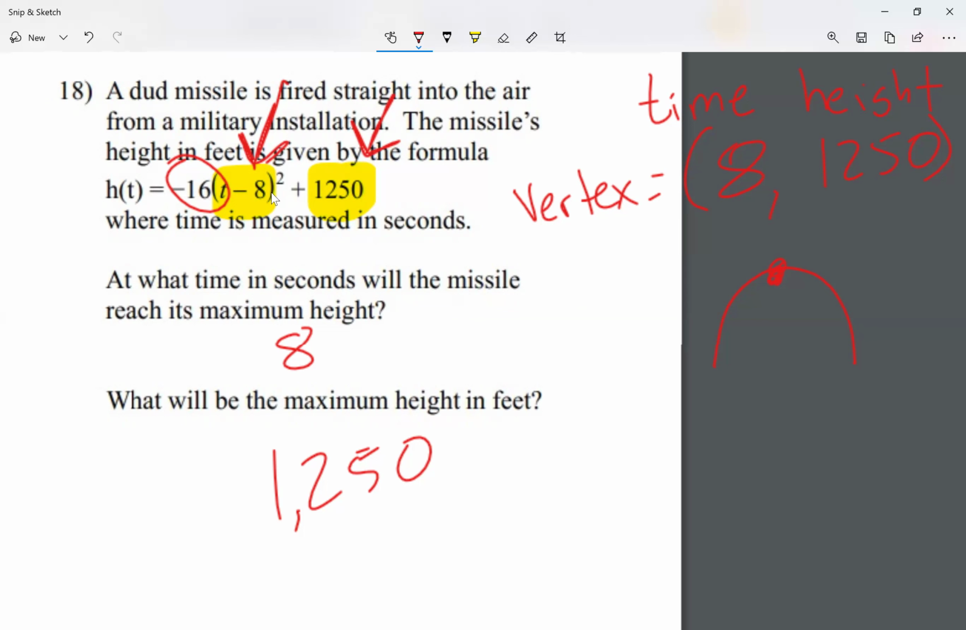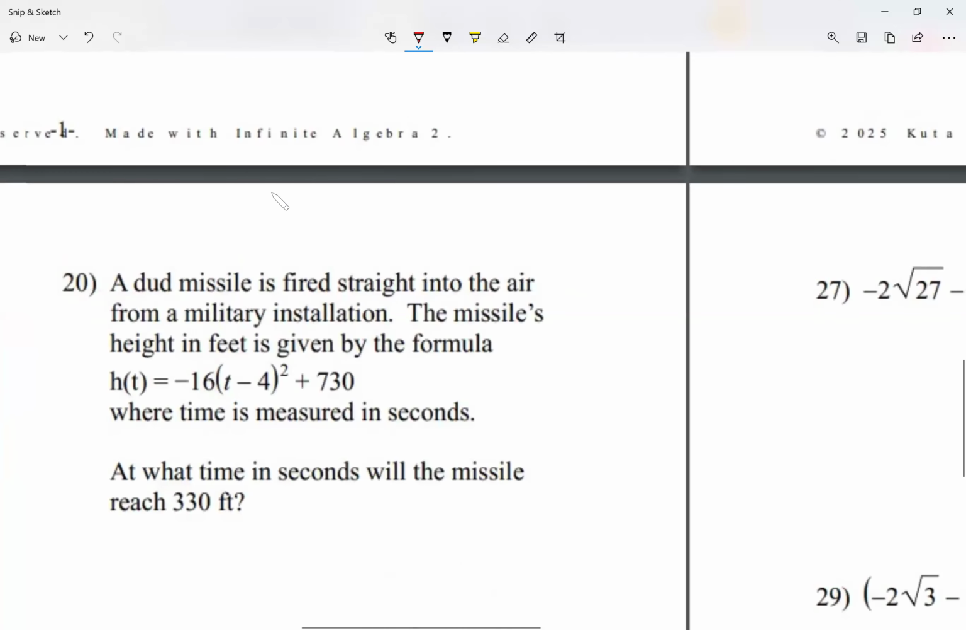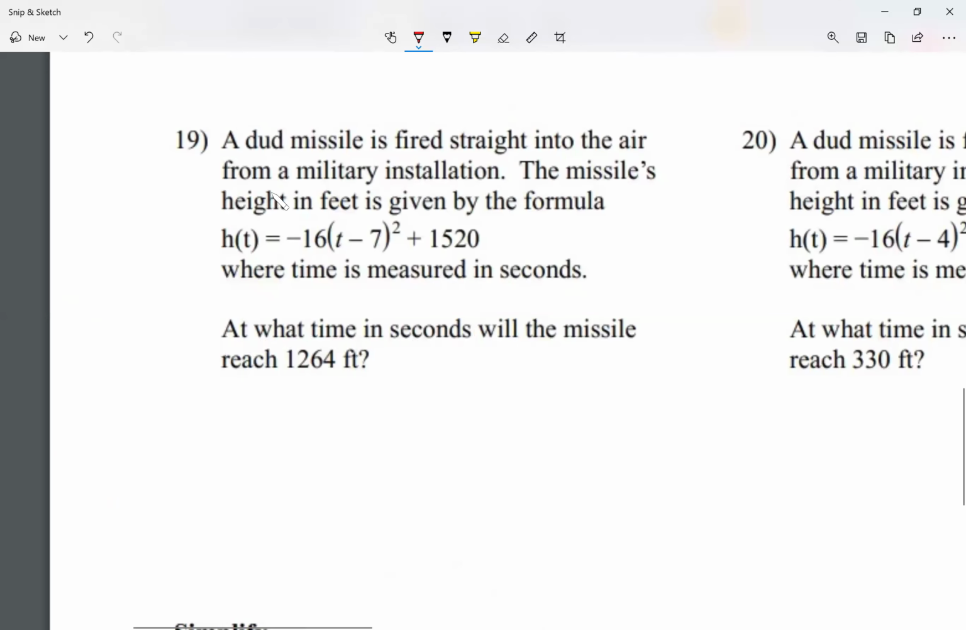Remember the vertex. The vertex tells me, in this case, the maximum point. And the maximum point, basically the two values is time and height. That's it. That's all you guys needed to do on this one. That was pretty simple. Let's take a look at question number 19. Let me flip the page.